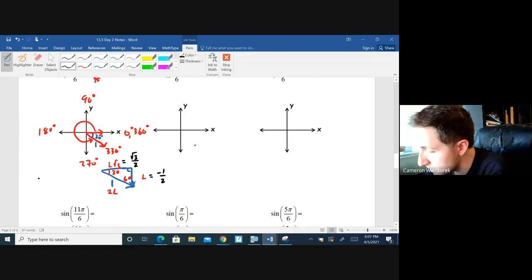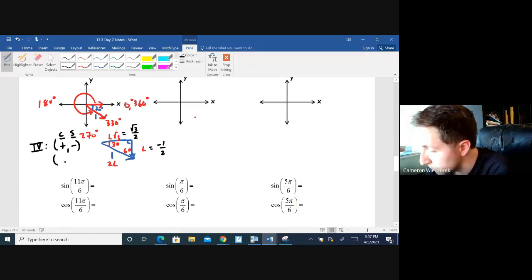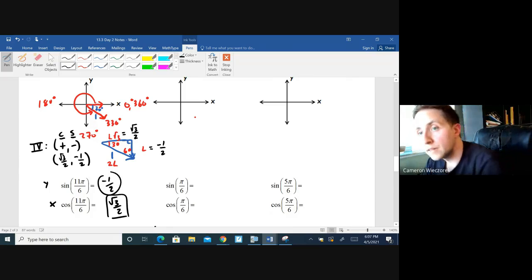Again, where am I getting my positives and negatives? Fourth quadrant, x is positive, y is negative down there. So cosine is positive and sine is negative. My ordered pair would look like this. Positive rad 3 over 2 to the right, down 1/2. So sine would be negative 1/2. Cosine would be rad 3 over 2 at 11 pi over 6.